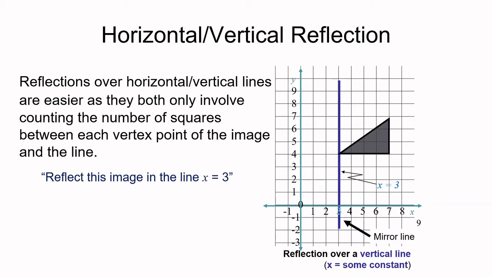So, to use the correct vocabulary, we could be asked to reflect this image in the line x equals 3, in which case we would need to know where the line x equals 3 is, draw that line, and, of course, follow the rules. Look at the distance of each point on the image from the mirror line. Now, this first point's a bit confusing for me. It's on the mirror line.